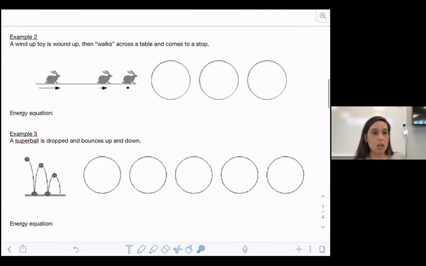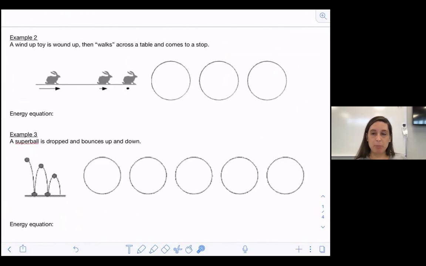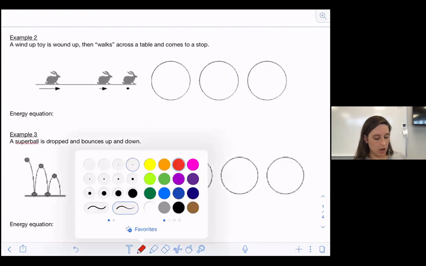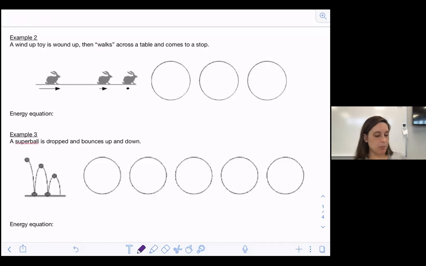All right. So let's do a couple more examples of these pie charts so that you guys can be able to put this stuff together really fast. So a wind-up toy is wound up and then walks across the table and comes to a stop. So at the very start, since we wound up this spring, we're just going to consist of nothing but spring energy, right? We deformed that spring, and that's where we've stored the energy.